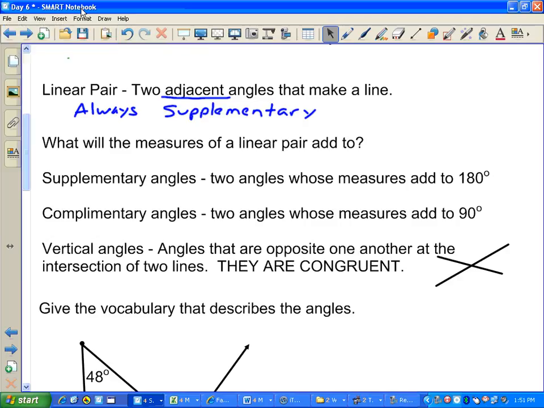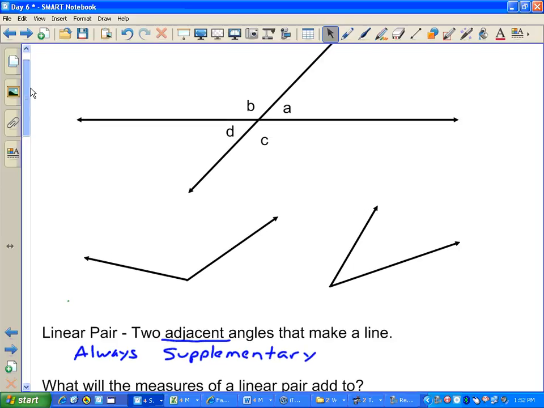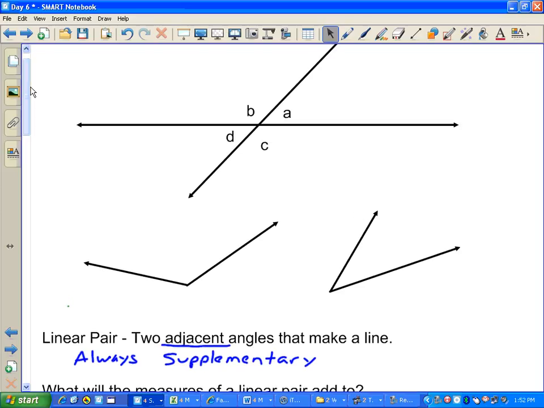Okay, here are the notes for angle relationships. When you have more than one angle, they can be related to each other in certain ways, or they can be totally unrelated at all. We have just a few of them that we're covering today. There's a linear pair. Kind of reference this picture to describe them.